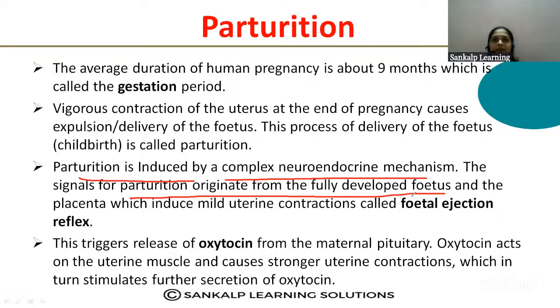So when the fetus is ready for the delivery, some signals develop from the fetus, and that leads to the parturition. When the signals reach the neuroendocrine system, there is a mild induction of uterine contraction and fetal ejection reflex. So what is fetal ejection reflex? The signals for the parturition originate from the fully developed fetus and the placenta.